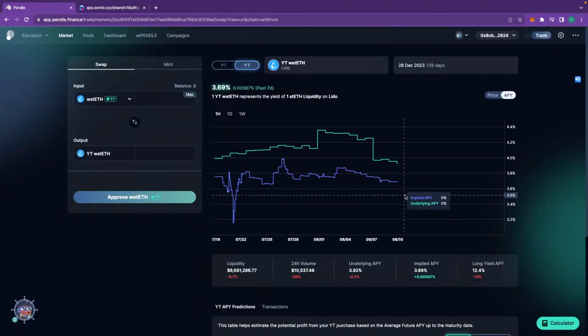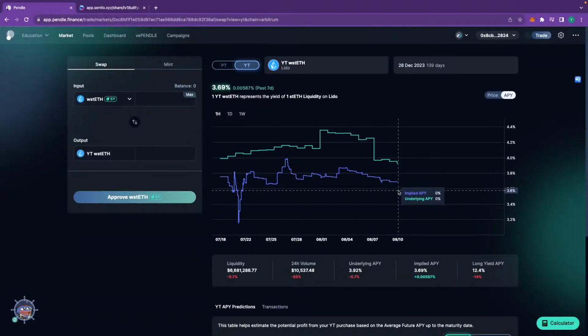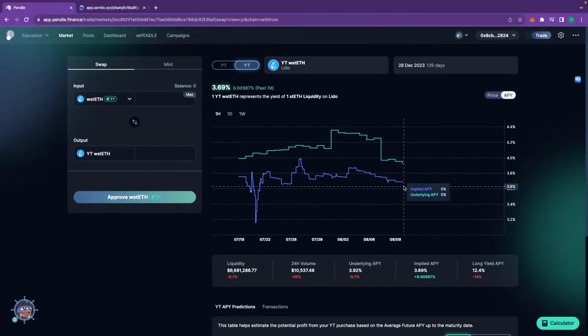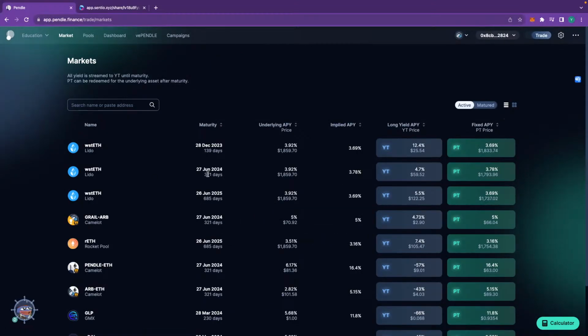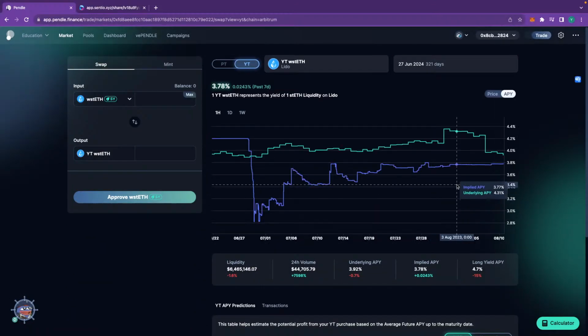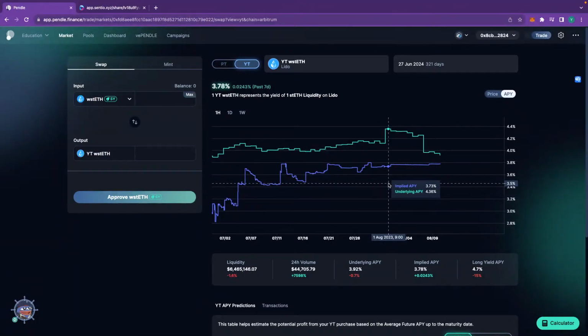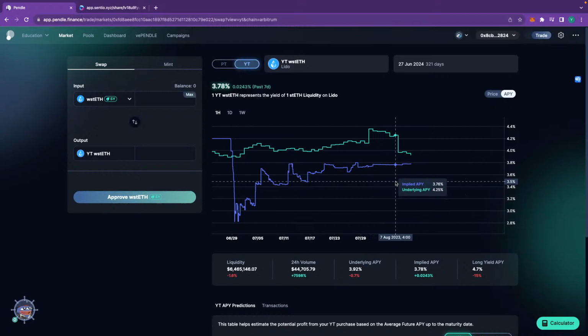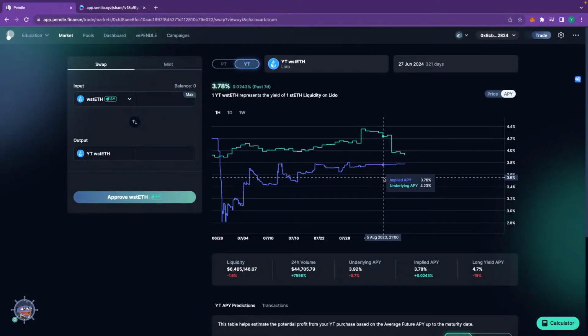Conversely, if you predict that this low volatility environment is going to stay all the way until December this year, it could be a good case to buy PT, wait it out, and potentially sell it when implied APY drops. Same goes for the June 2024 market. It has been getting quite a good amount of trading, and the implied APY generally follows the underlying APY direction. So it's the same case as the other market.